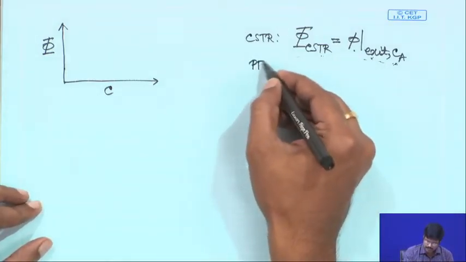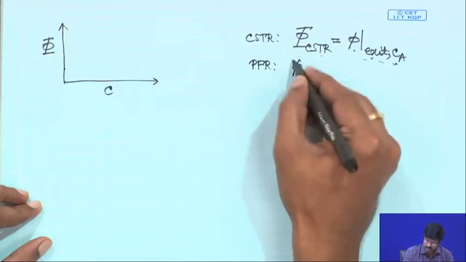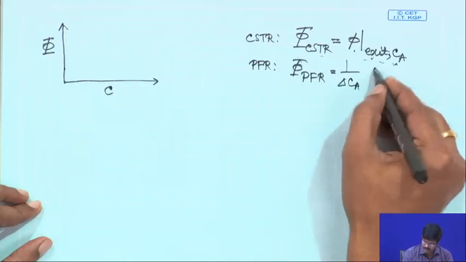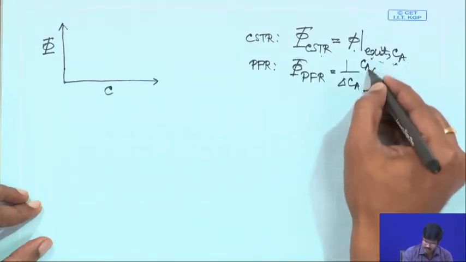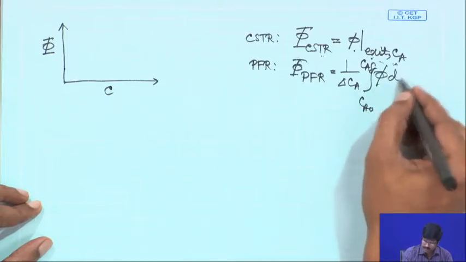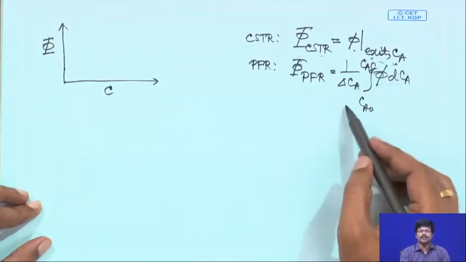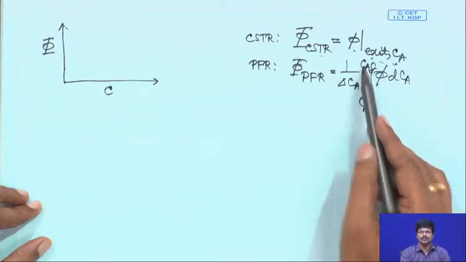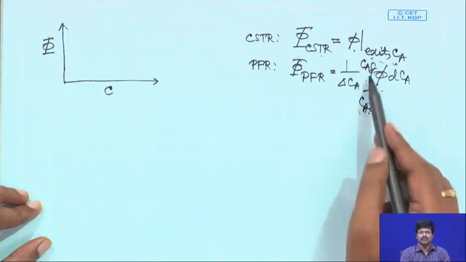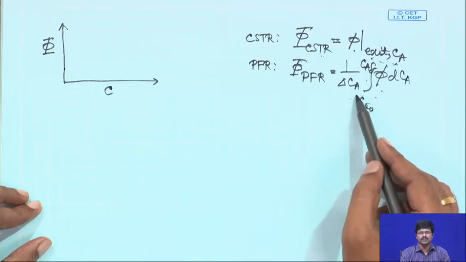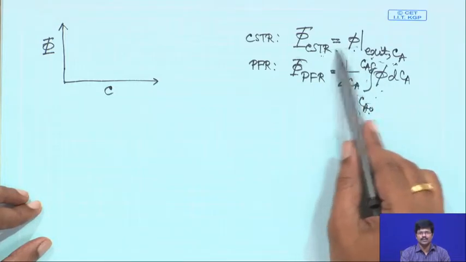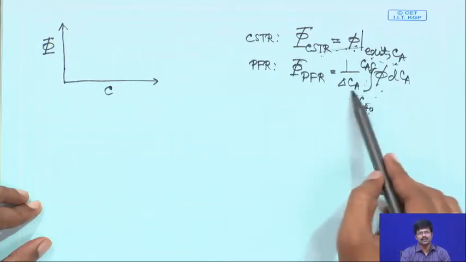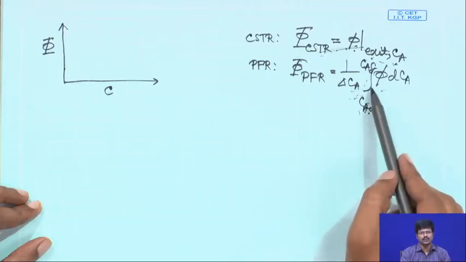What about PFR? For PFR, phi PFR is basically equal to 1 by delta Ca integral Ca0 to Caf phi dCa. This is because there is a concentration gradient throughout PFR. So, you start from an initial concentration, you go to a final concentration. So, you integrate your yield over this whole concentration and then you divide by this change in concentration. That is not happening in CSTR, because the concentration is always the same, yield is always the same everywhere. Here the yield is changing with respect to the length of the PFR. So, the overall selective yield for D is this.